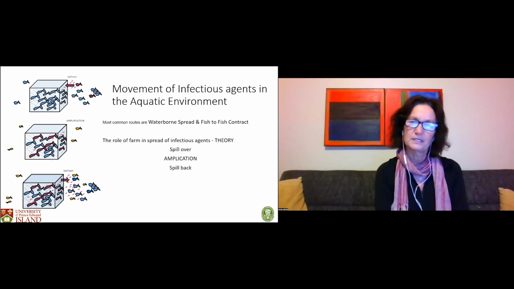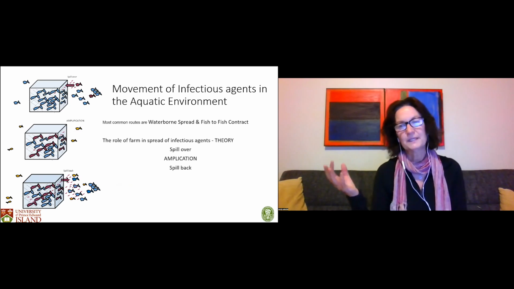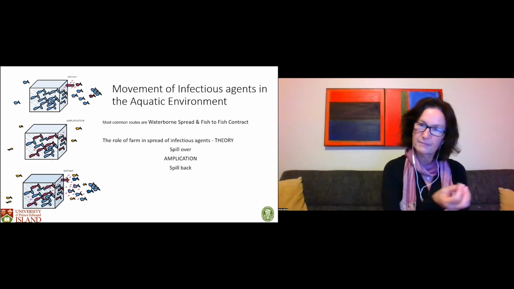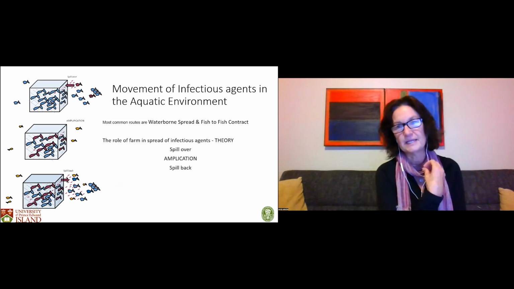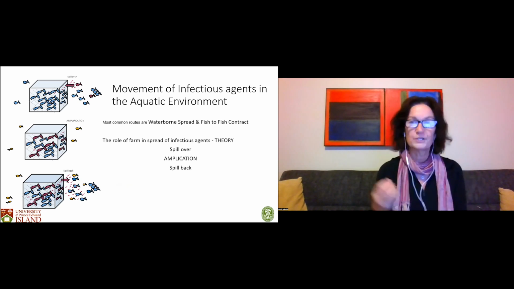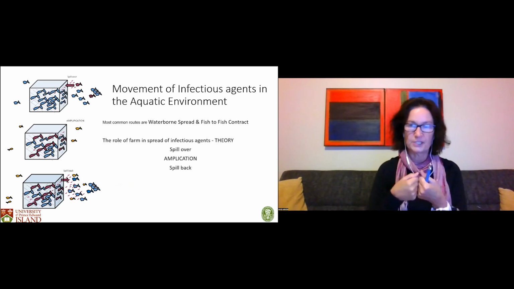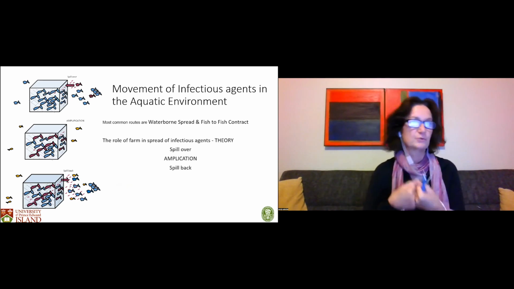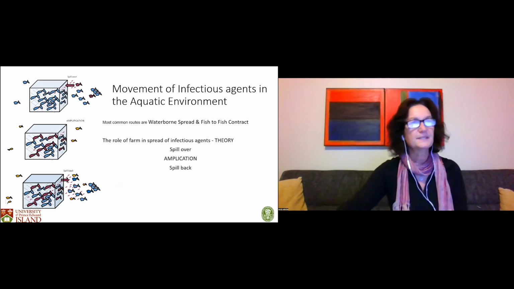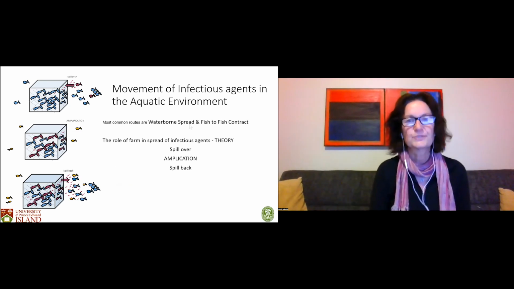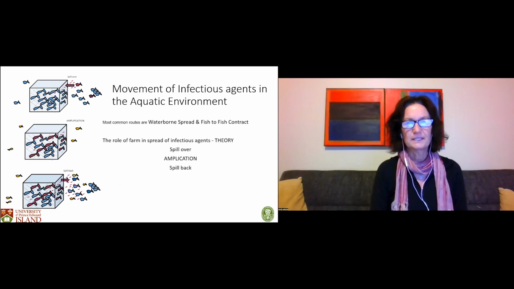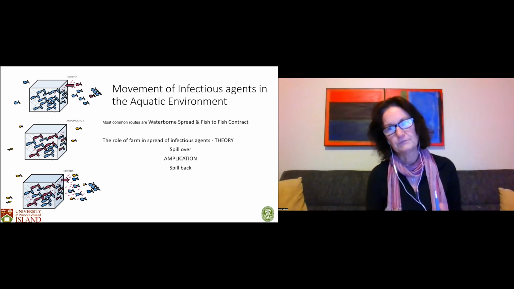of spread is either through the water. So the pathogen goes into the water, and then basically the water carries the pathogen to a fish, or it's direct fish-to-fish contact. The fish actually have to be in very close proximity to each other. And the theory about that's often presented is that farms are amplifiers of pathogens.